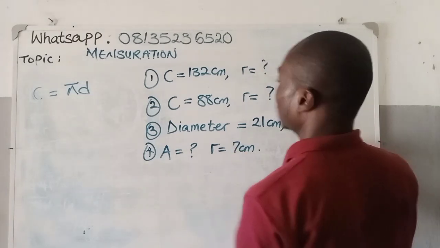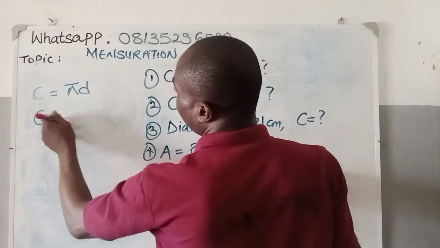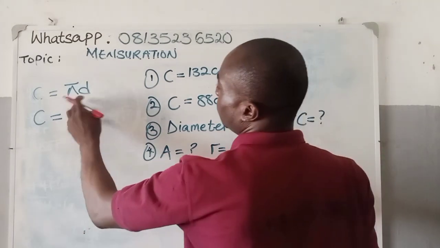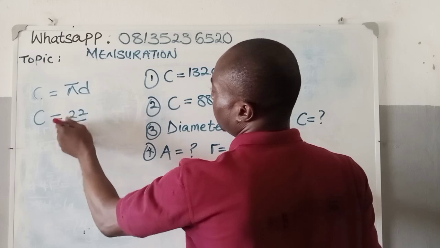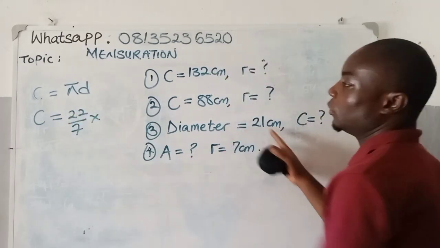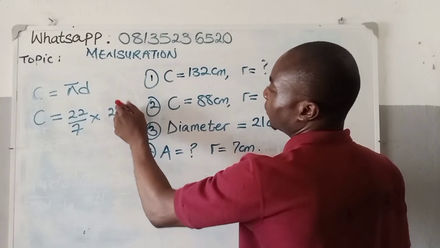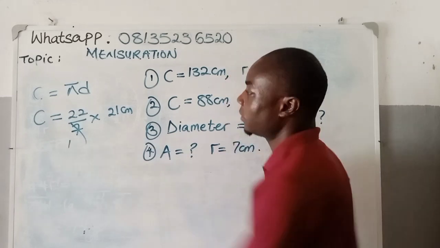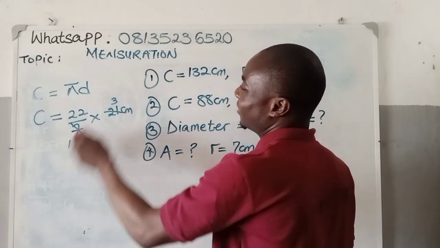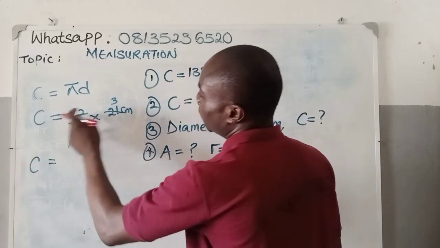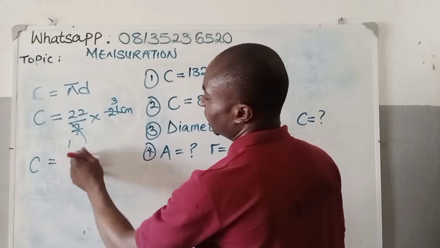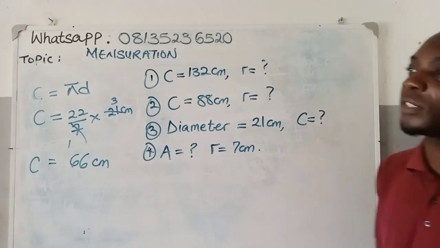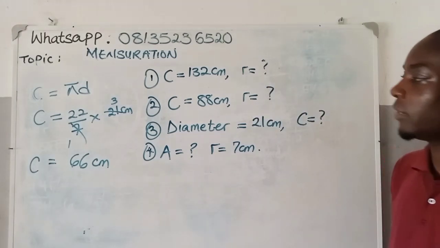So the circumference is unknown. You can write our c is equal to pi, and the diameter is given as 21 centimeters. Pi is 22 over 7 times the diameter, which is 21 centimeters. So we can now reduce this. All right, 7 goes into itself once, and 7 goes into 21 3 times. The circumference is equal to 22 times 3. We have 66 centimeters. So in this case, circumference is equal to 66 centimeters.